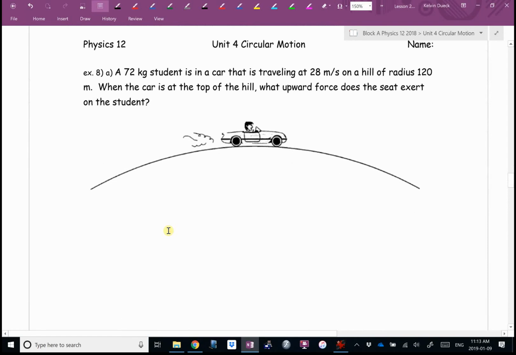I like example 8. Example 8 is a cool question. I don't know if you've ever gone over a bump really fast in a car and got that stomachy feeling. Here's why. A student is in a car traveling at 28 meters per second on a hill of radius 120 meters. When the car is at the top of the hill, what upward force does the seat exert on the student?